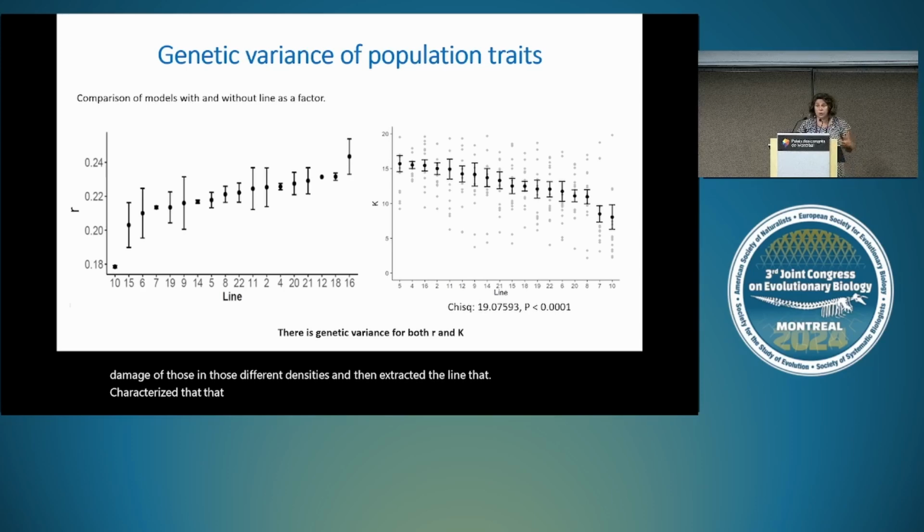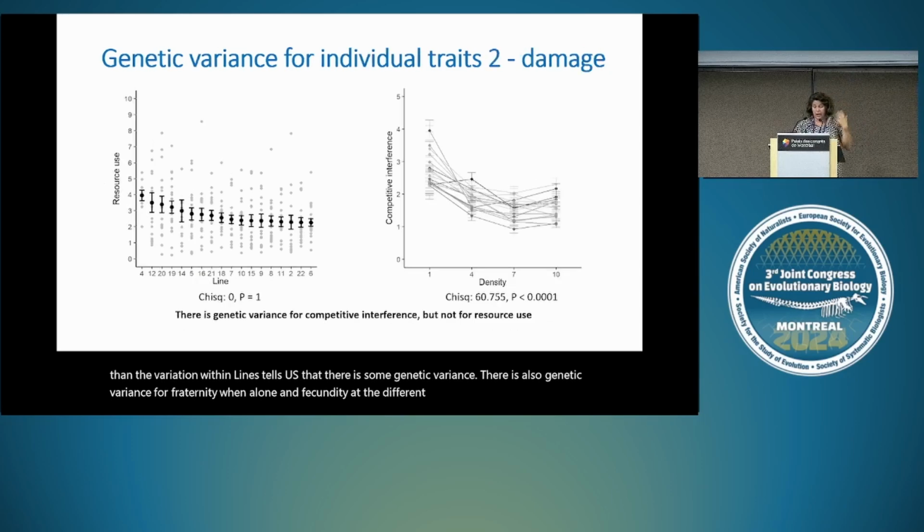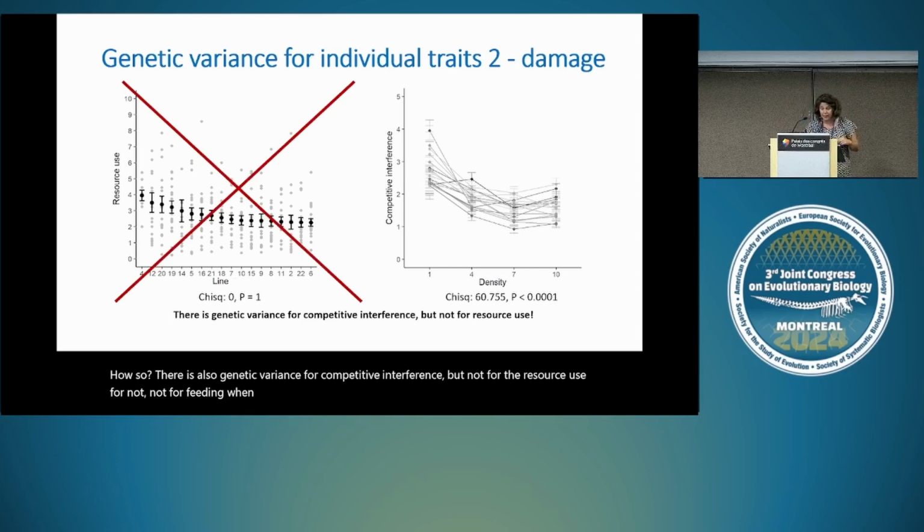So first I want to show you that there is genetic variance for these traits. So the R and the K vary among lines, and the variation among lines being higher than the variation within lines tells us that there is some genetic variance. There is also genetic variance for fecundity when alone and fecundity at the different densities. So there's also genetic variance for competitive interference, but not for the resource use, not for feeding when alone, okay? So we did not use that trait to measure correlations, because to measure correlations you need variation in the two axes, right?